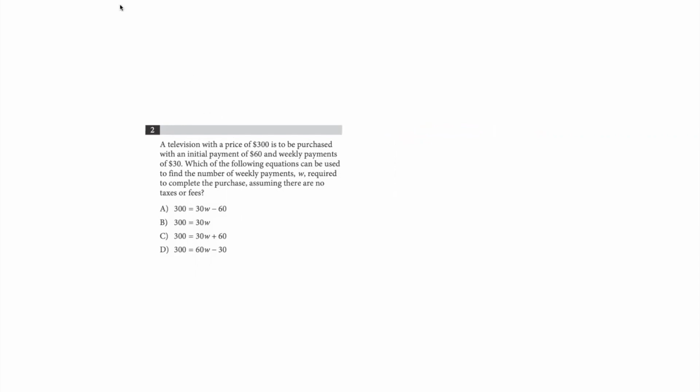Question 2 says the television with the price of $300 is purchased with an initial payment of $60. Initial payment is $60 and weekly payment plus $30 per week. The price is $300. So the answer is C.